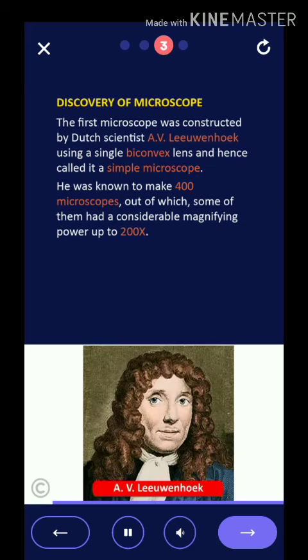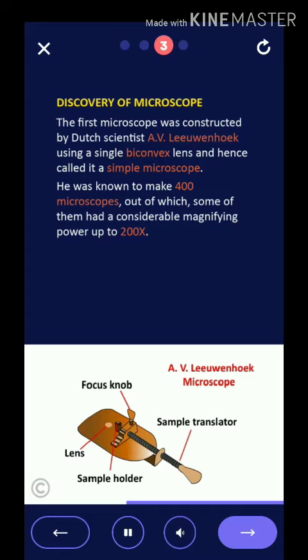Discovery of microscope. The first microscope was constructed by Dutch scientist Antony van Leeuwenhoek using a single biconvex lens, and hence called a simple microscope. He was known to make 400 microscopes, some of which had a considerable magnifying power of up to 200 times.